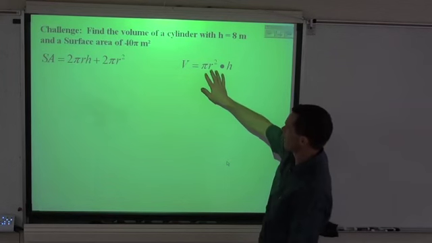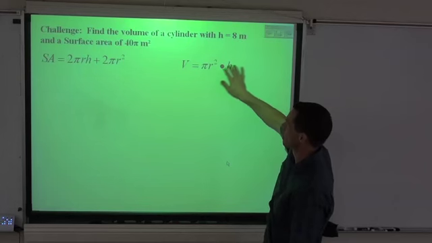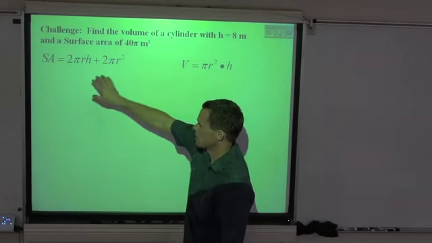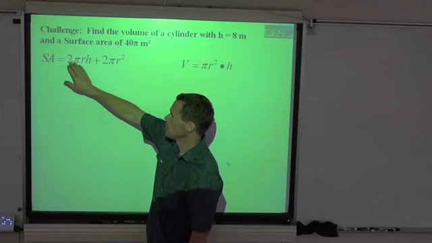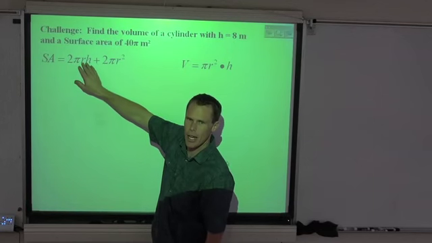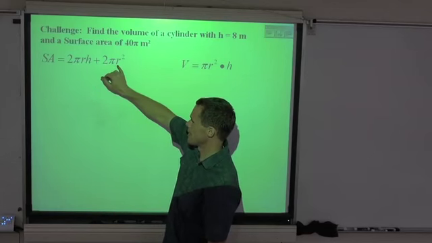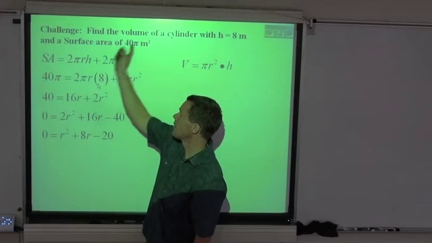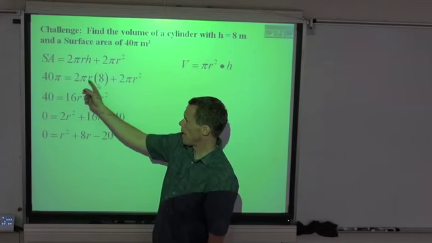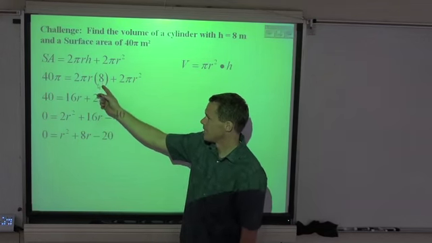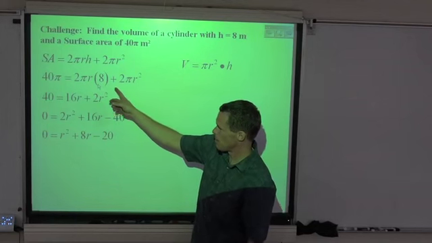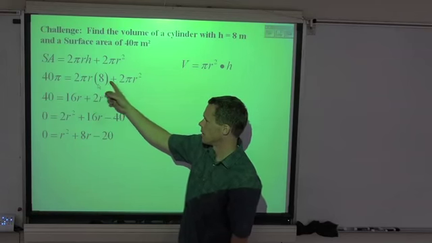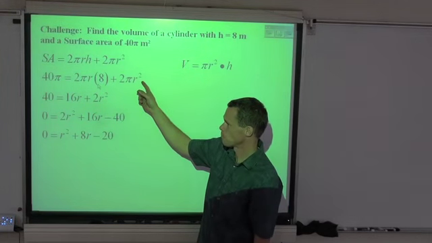So I've got to find volume. I have height, but I don't have r. But I do have the surface area, which comes from this formula. 2 pi r times height, remember that formula, plus 2 bases. Well, they tell me 40, so I'm going to substitute 40 pi. 2 pi r, here's h, I plug it in. And this is an interesting problem. It becomes 40 pi equals 16 pi r plus 2 pi r squared.